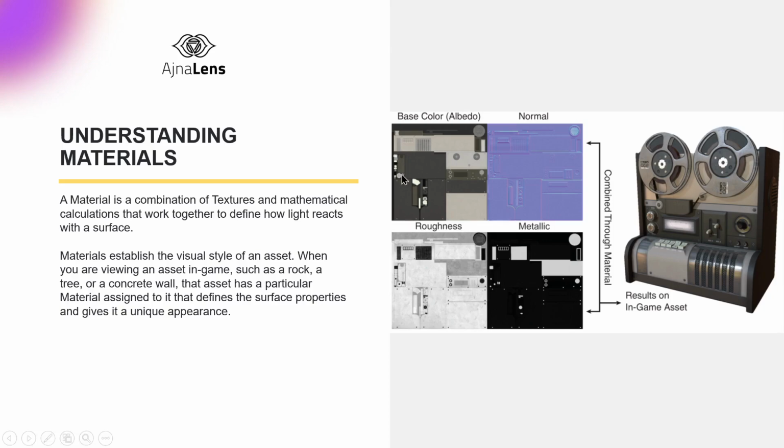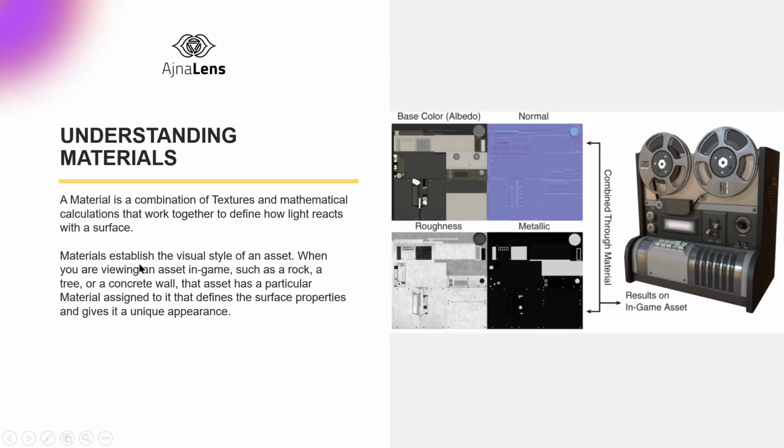So let's look at the example first over here. We have a base color of the texture. We have some normal maps. We have the roughness texture and the metallic texture. All these four textures get converted into one material, and then one material is applied on this object.